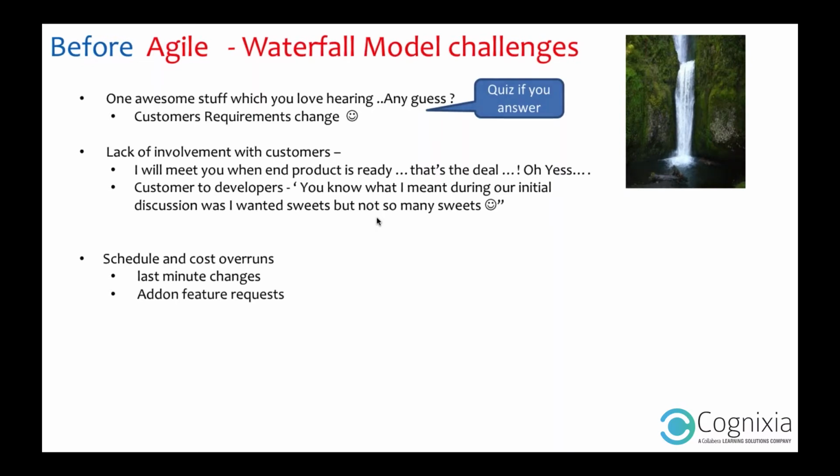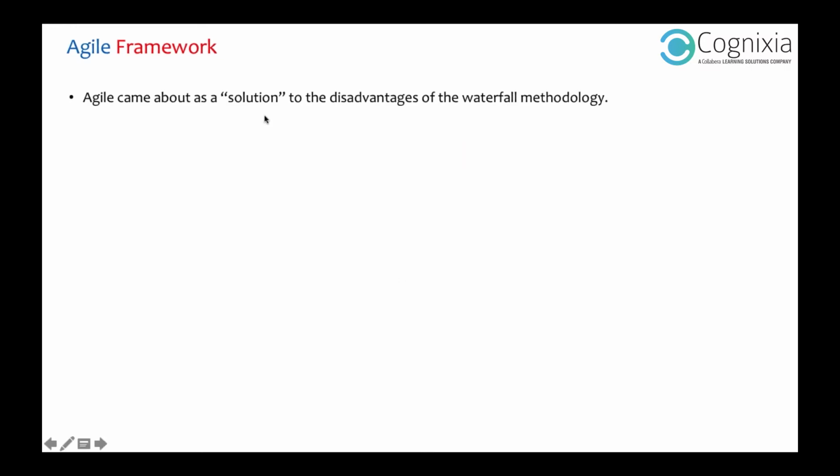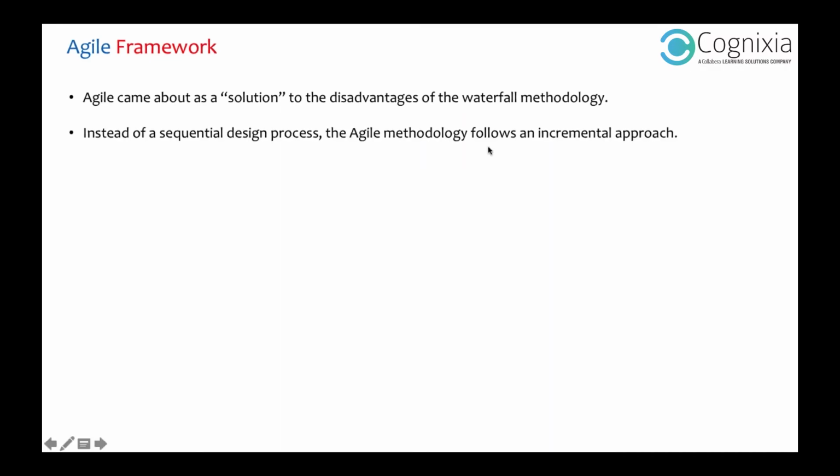Now, the Agile framework came as a solution to the problems you saw in waterfall. Instead of sequential design, they said let's go with an incremental approach. What does that mean? Imagine there are 10 features required by the client. In month one, we develop feature one and show it to our client. So we start with a very basic, simplistic design.